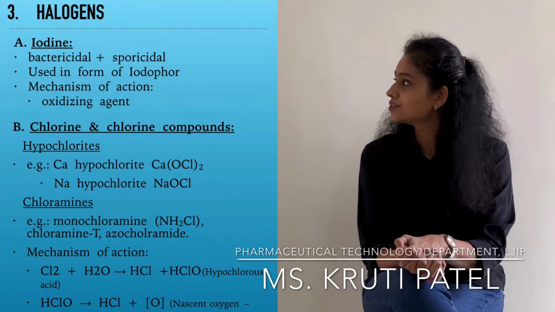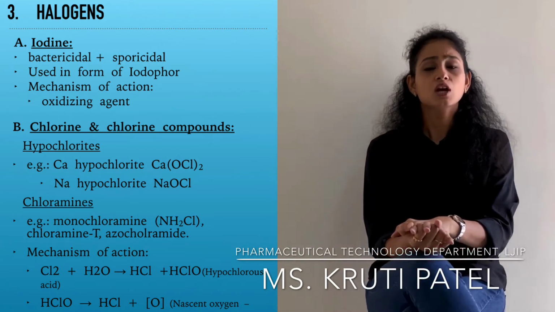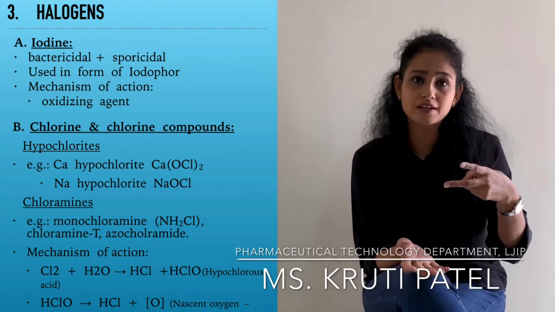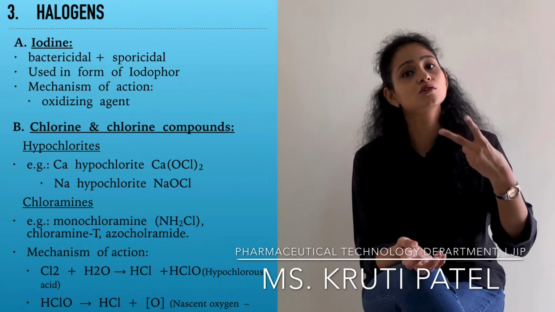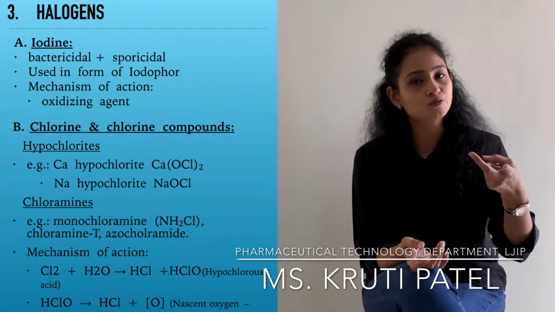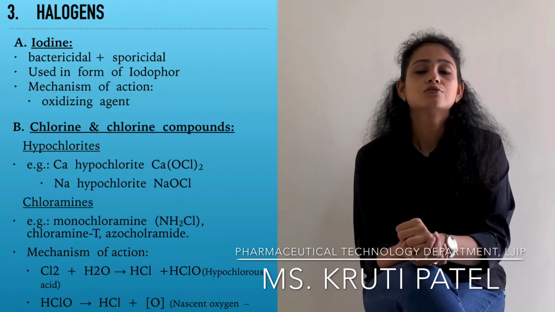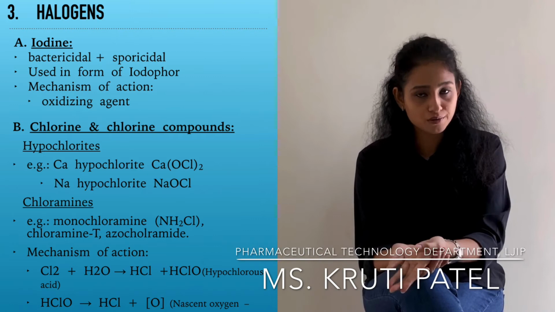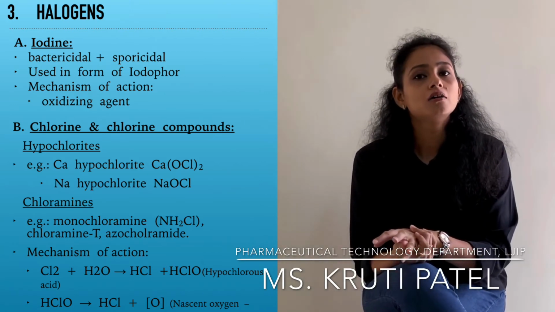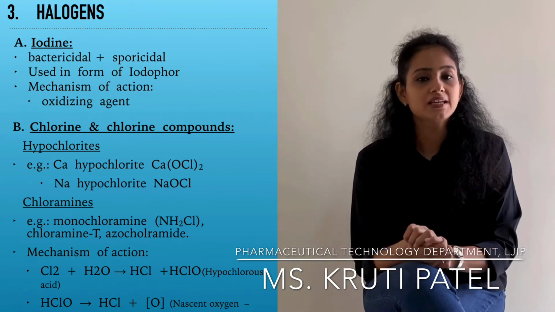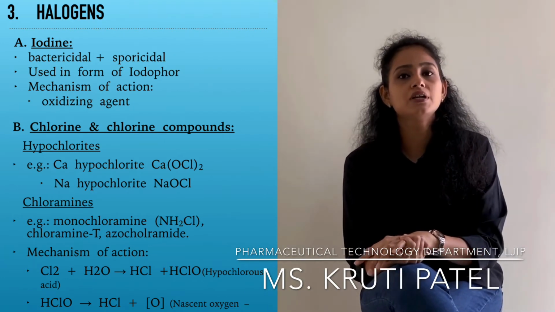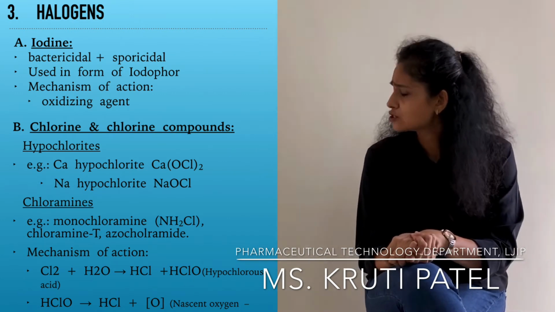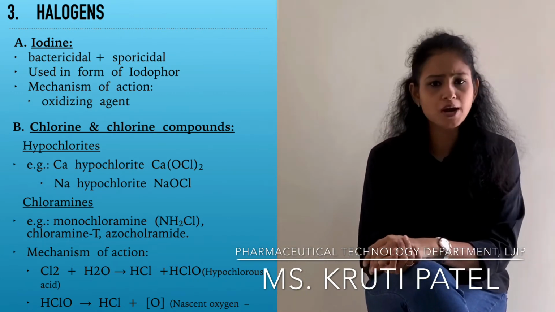Moving further, the second is chlorine and chlorine compounds. Now in chlorine and chlorine compounds there are two categories. First is hypochlorite and second is chloramines. These two categories are widely used for sterilization purposes. If we talk about hypochlorites, examples include calcium hypochlorite and sodium hypochlorite. The second is chloramines. Chloramine examples include monochloramine, chloramine D, and isochloramine. These are all examples of chloramines.